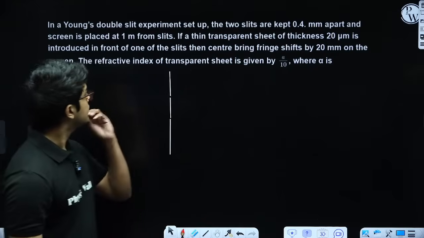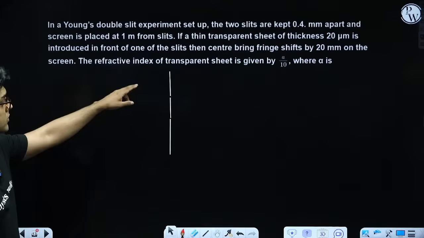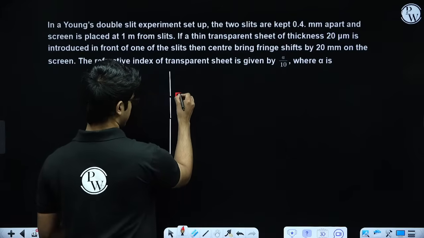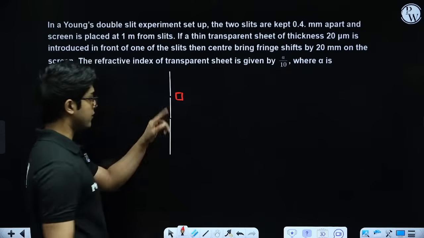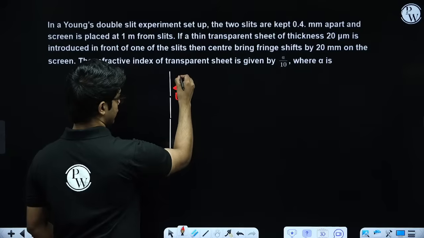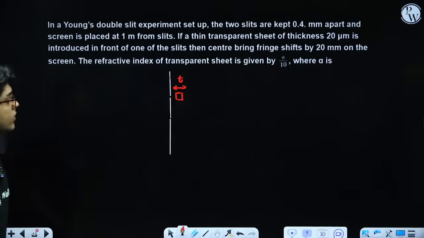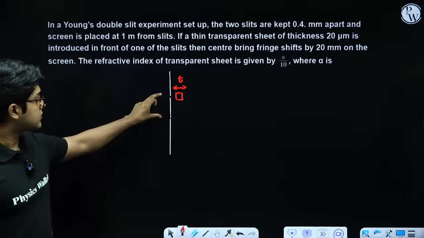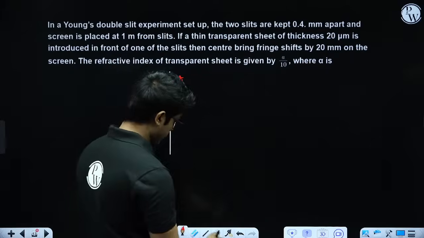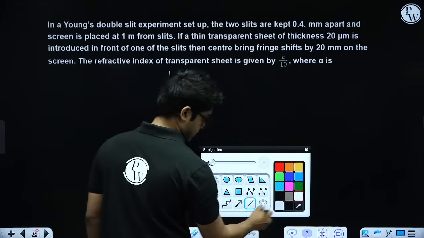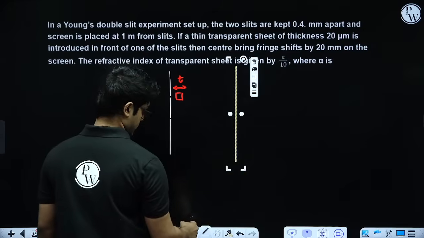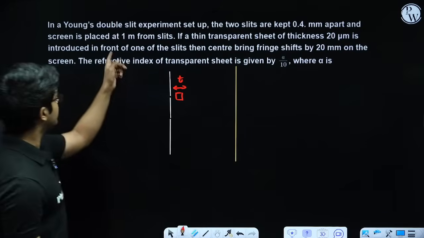So here the thing is we keep a glass slab which is very thin in front of one of the slits. So let's say we chose this slit and we placed a glass slab in front of this slit. This thickness is given to be t, and the slit width is given to be like 0.4 millimeter, and then we have the screen on the right hand side. The screen is over here, and this distance capital D is given to be 1 meter.